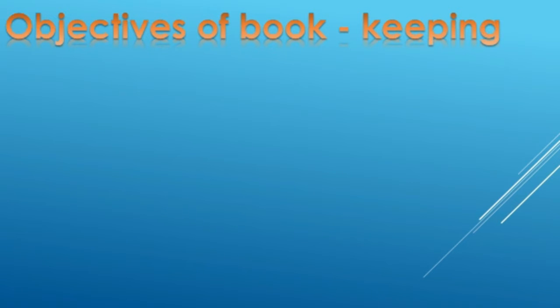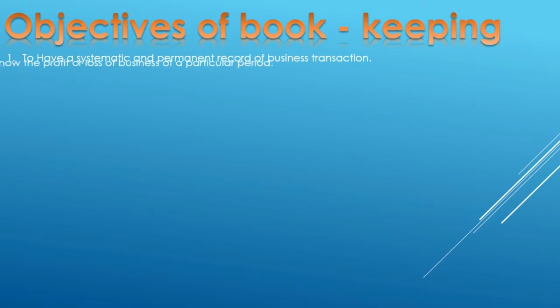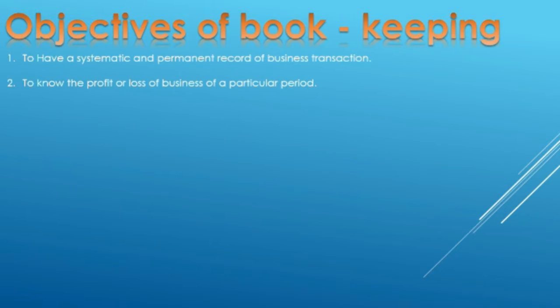These are as follows. First, to have a systematic and permanent record of business transactions. Why did I say permanent? Because if any discrepancy or doubt arises in future, it can be cleared out with easy reference from these records maintained. Second, to know the profit and loss of the business during a particular period.